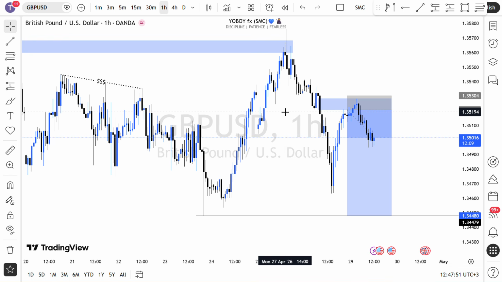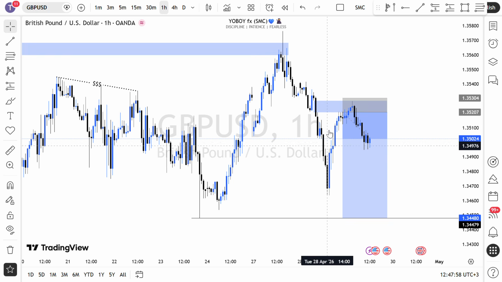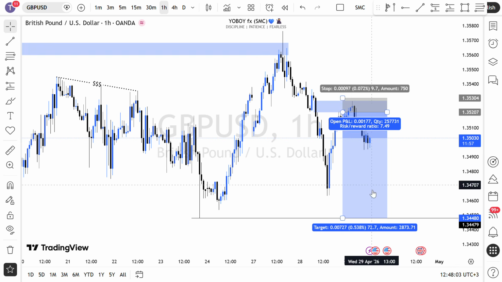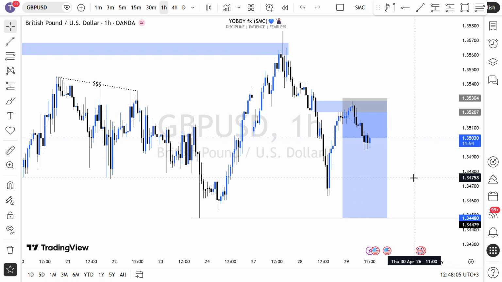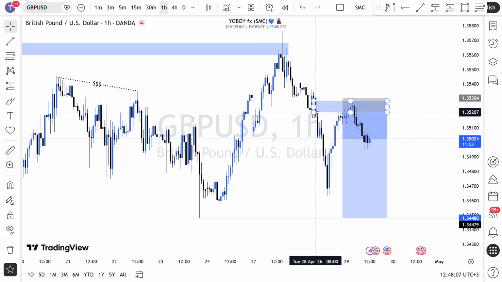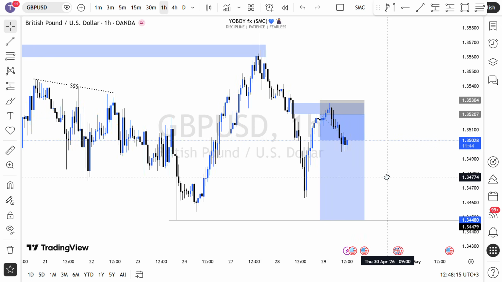Yesterday we analyzed GBPUSD on the other channel, and this was the setup. I had told you guys that I'm waiting for a pullback into this area, this fair value gap, and then we drop GBPUSD to the downside. So price tapped into that area, which was the point of interest here, the fair value gap, and then we have this drop to the downside.